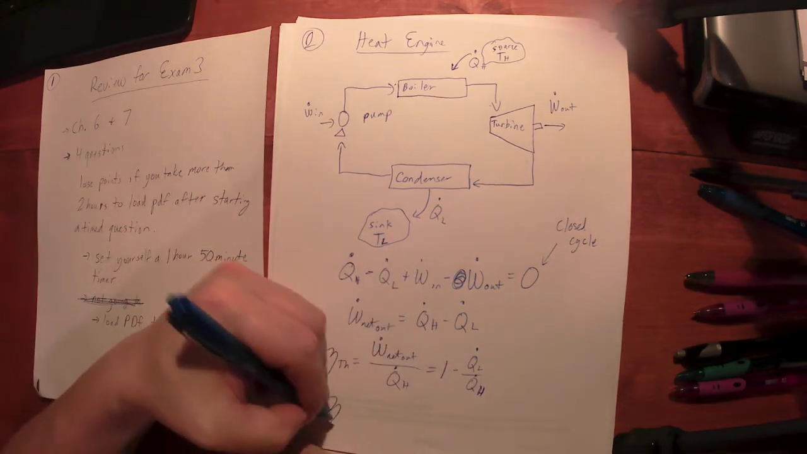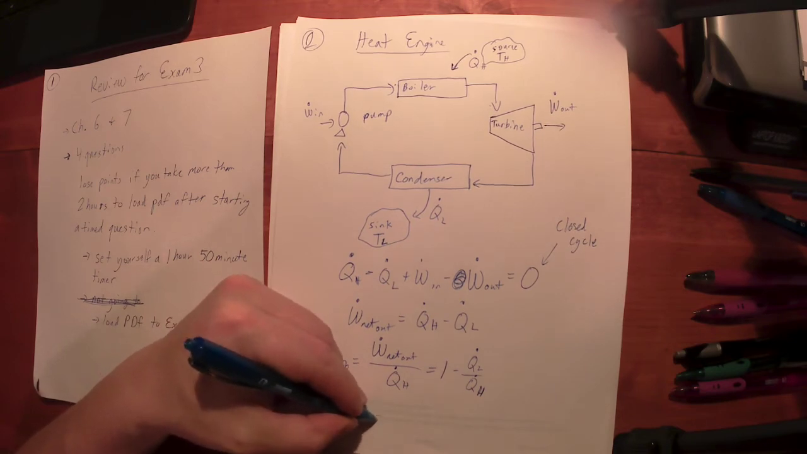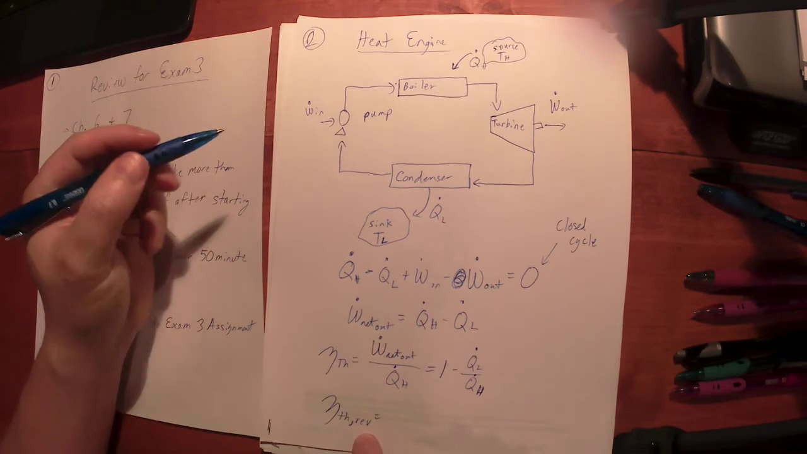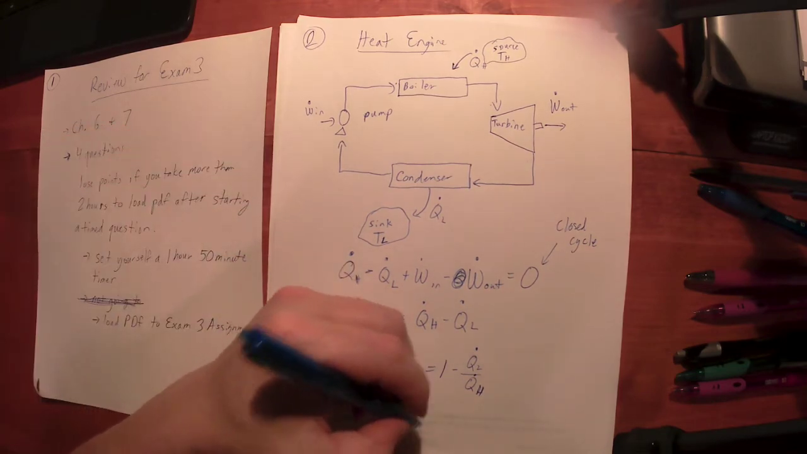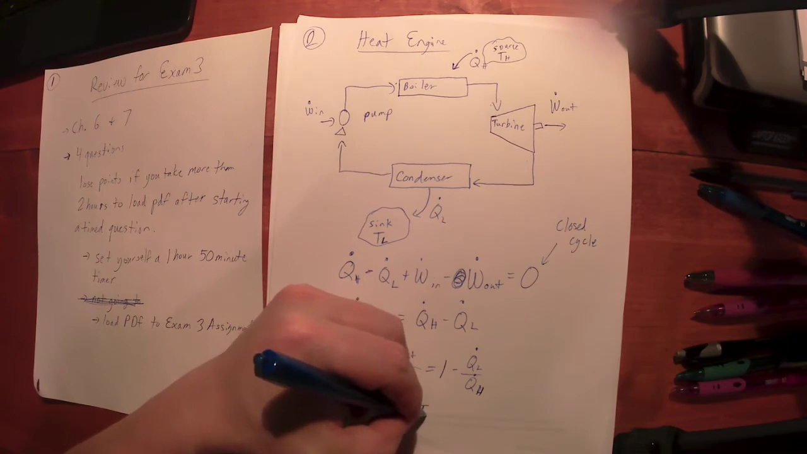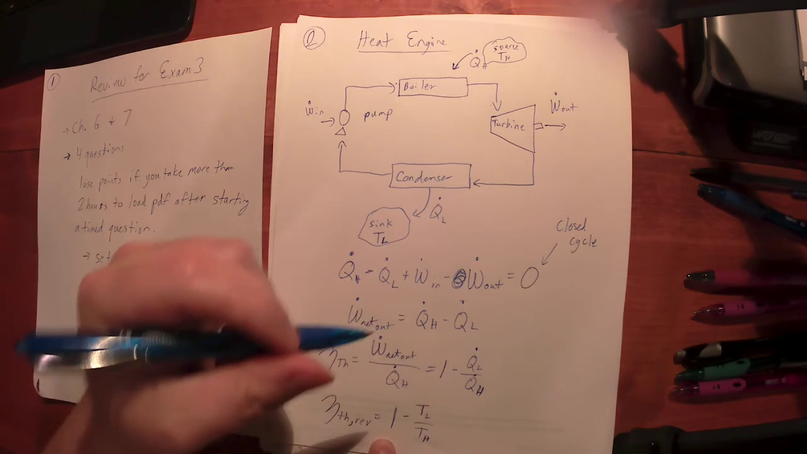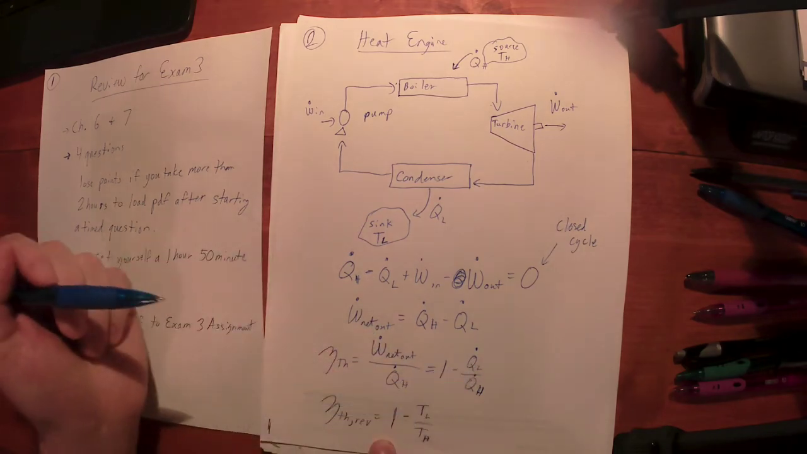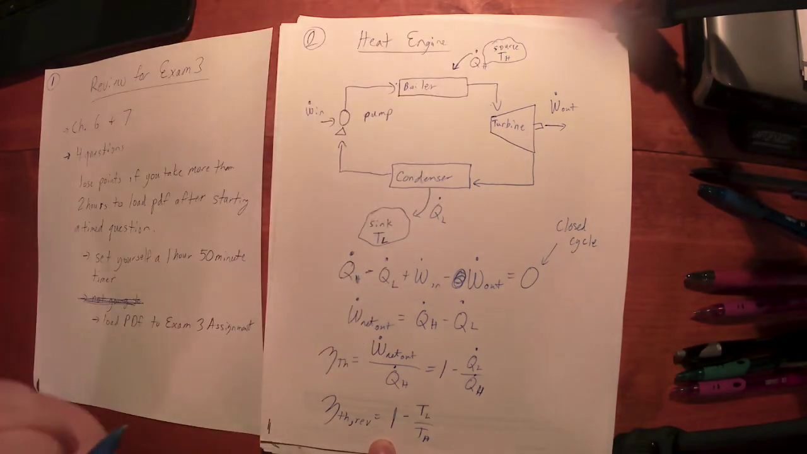And if we can achieve the maximum efficiency, and that only occurs with a reversible cycle, that's a Carnot cycle or any other reversible cycle. If it's a reversible cycle, and I can show you why this is true in just a little bit here, the ratio of heat transfers is equal to the ratio of absolute temperatures. The temperature of the sink divided by the temperature of the source.